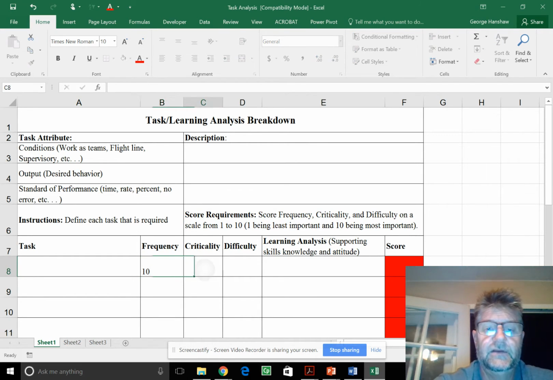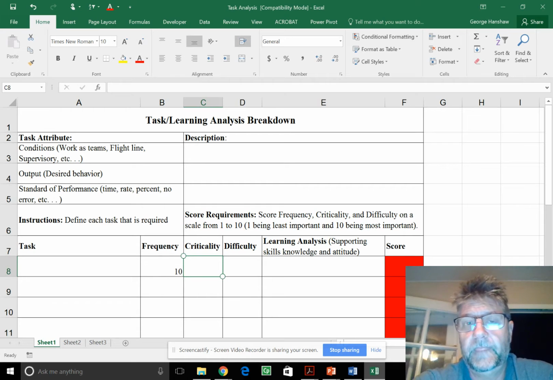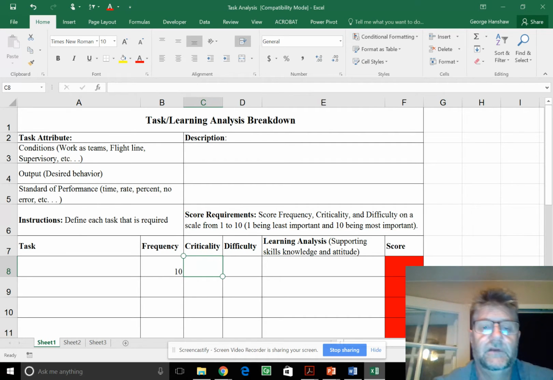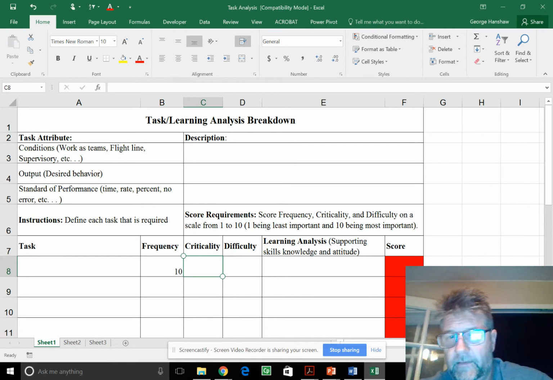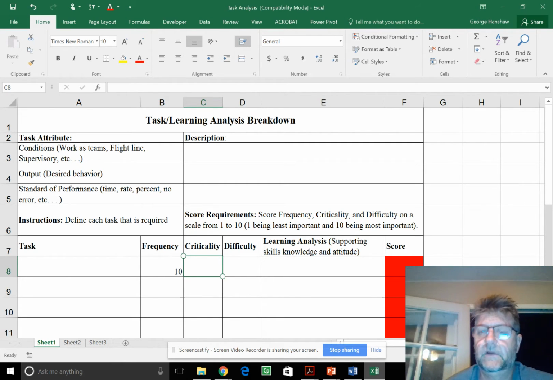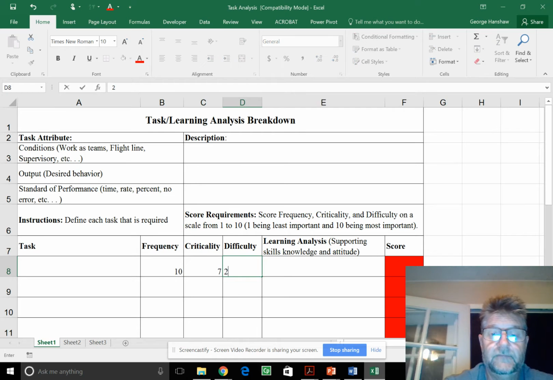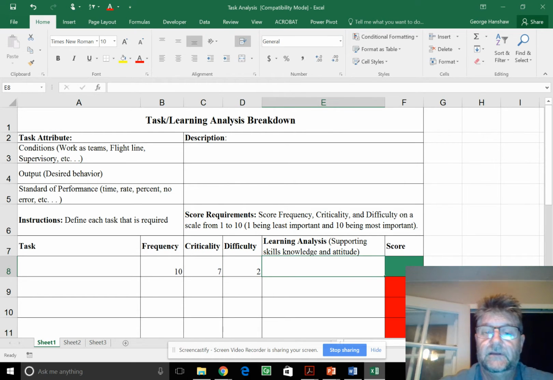We do it all the time. Critical: in aerospace, 10 would be the airplane falls out of the sky. 1 would be nobody cares. So let's say, just for our instance here, and the SMEs know how to rate these. You just have to coach them on the rating scale, and then they'll know exactly the numbers to put in. And how difficult is the task at hand? If the task was tightening a bolt, difficulty is going to be relatively low. So it multiplies it all together, and it gives us a score.